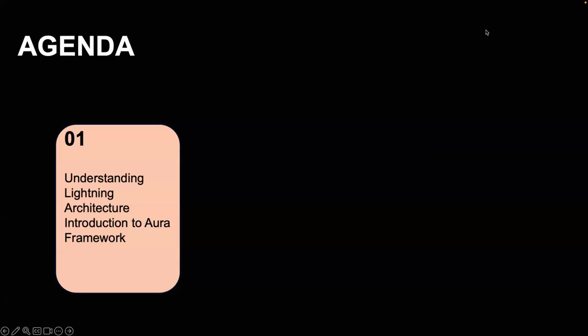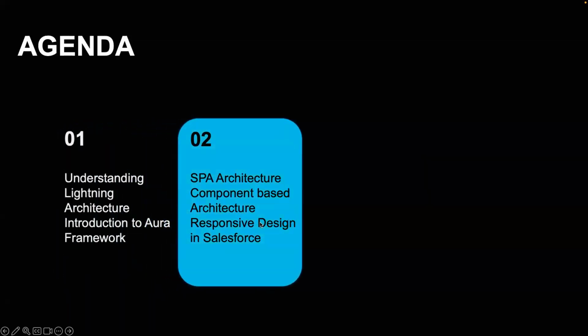So what does Lightning mean as an architecture? Then we'll talk about Aura, because the purpose of Aura was to implement the Lightning architecture. Then we'll talk about SPA architecture: what exactly is a single page application architecture? Then component based architecture and responsive design in Salesforce. We have been talking about responsive for a pretty long time now. What does responsive actually mean?